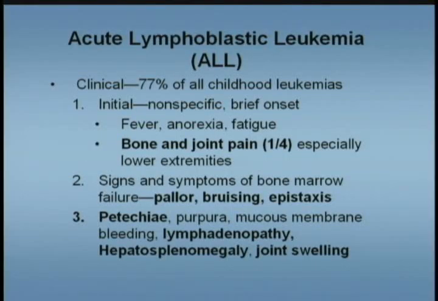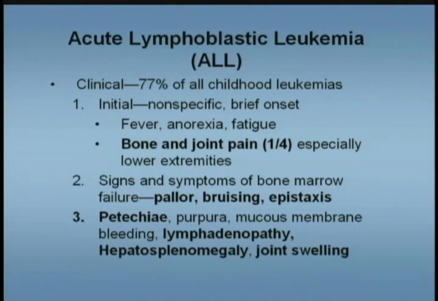Leukemias and lymphomas. The leukemias are the most common malignancies in children. And of the leukemias, the most common leukemia is acute lymphoblastic leukemia, or ALL. Initially, patients don't have lots of signs or symptoms. They will be nonspecific. They don't last for very long, however. Usually they've been sick for only several weeks before you make the diagnosis.